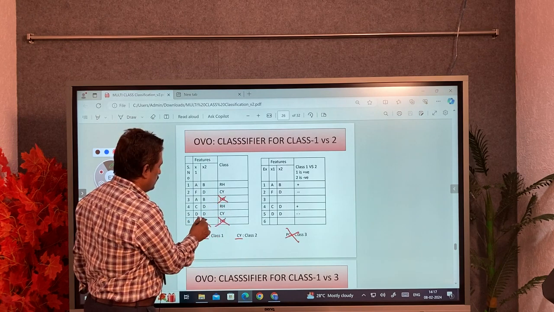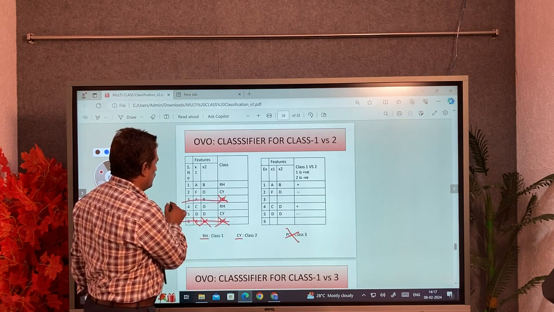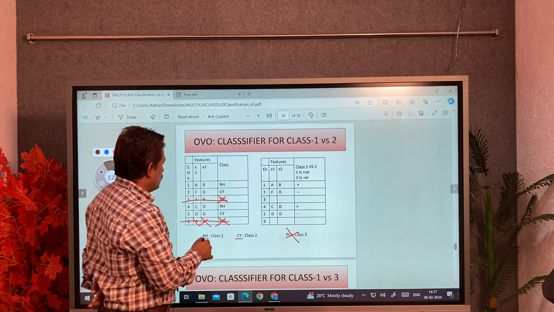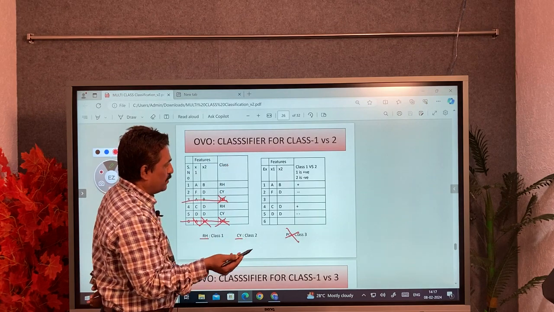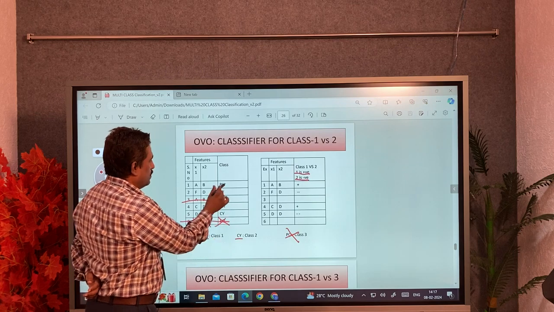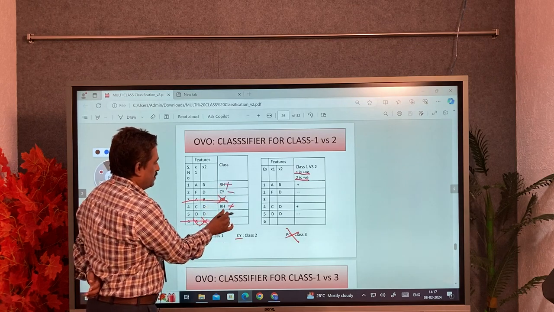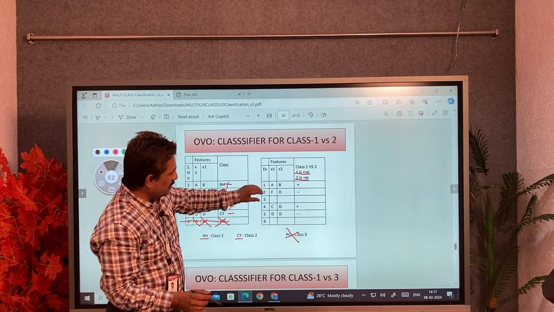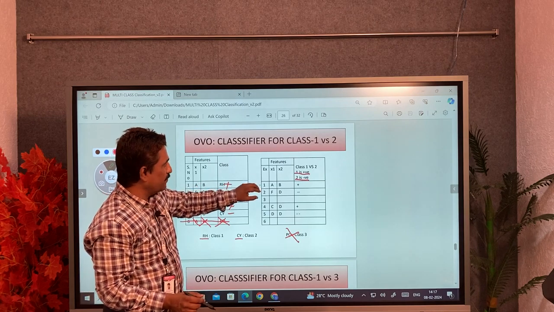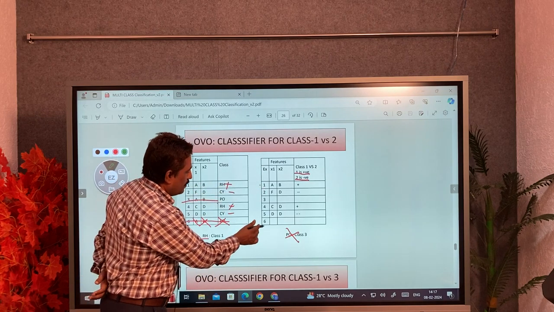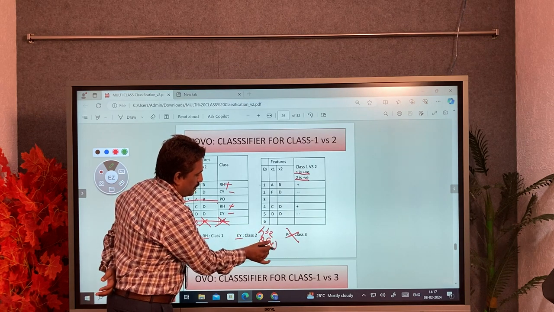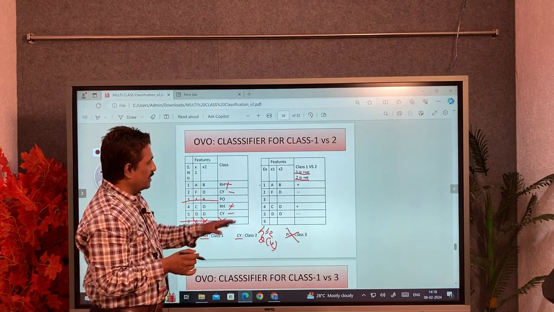So first delete this, delete this, because we want class 1 versus class 2. Class 1 is treated as positive, class 2 is treated as negative. Now you will get only 4 samples. From the given 6 samples we get a 4 sample training data set for class 1 versus class 2. From this you have to learn H12, that is the hypothesis or decision boundary that separates class 1 and class 2.